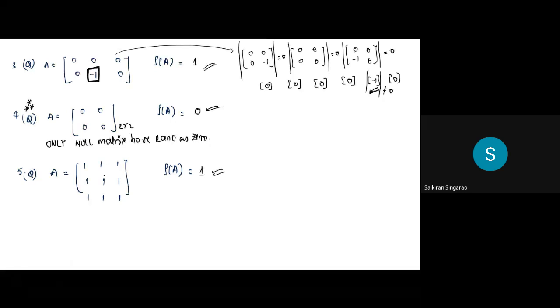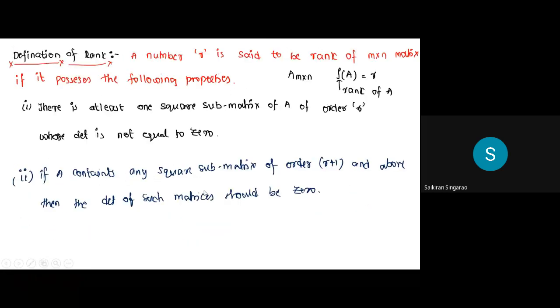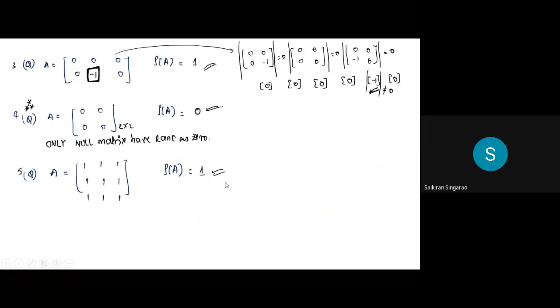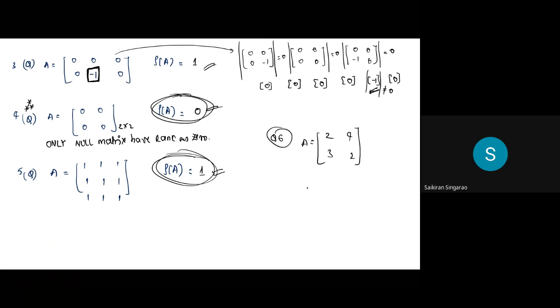Now try to understand what is the significance of this rank. What is this rank trying to tell us? Please try to understand this. Here, why is the rank of this matrix 0? Or here, why is the rank of this matrix 1? Or say if I give you question number 6, which is like this. Say I give 2, 4, 3, 2. And what is the rank of this A? The rank of this A, you would say it is 2, right?